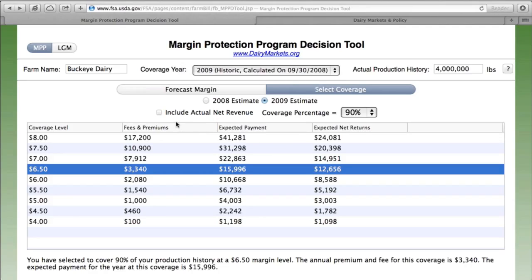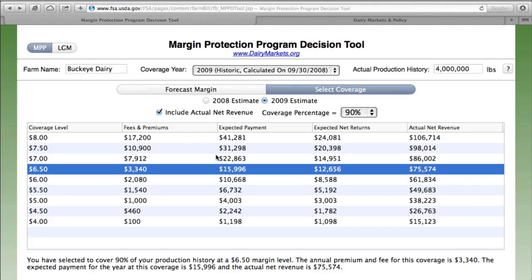And then you can actually load the real prices that we've observed, for demonstration purposes only, to see how this would have worked. For this farm, selecting $6.50 coverage, the expected payment was $15,000, but margins were much worse. And the actual return would have been $75,000 from MPP Dairy.